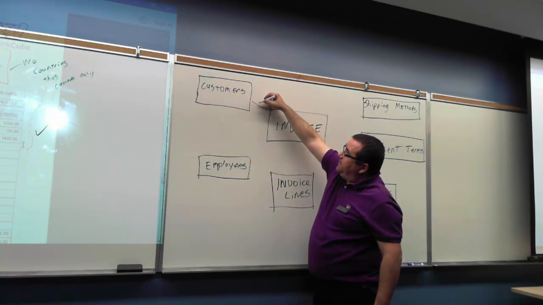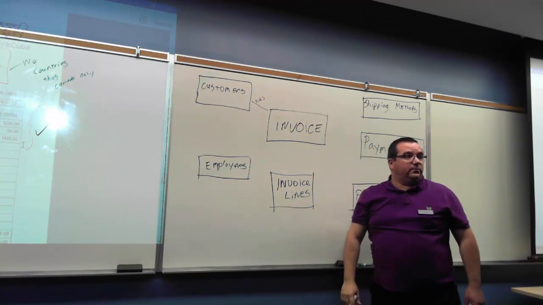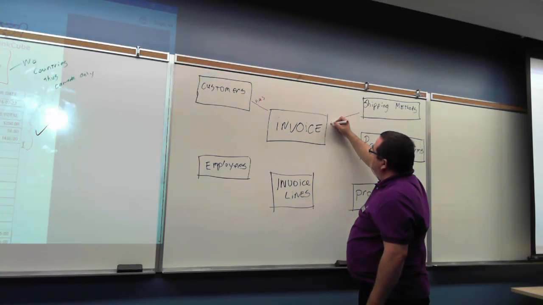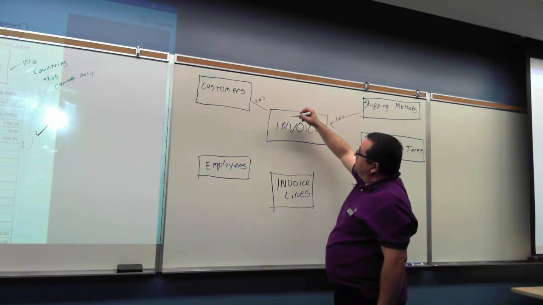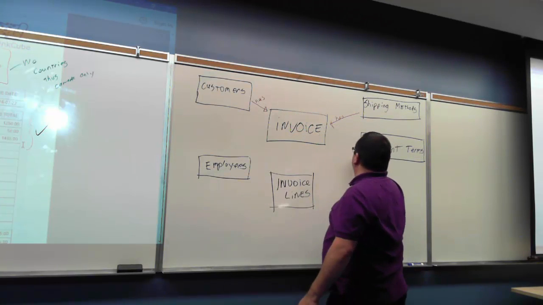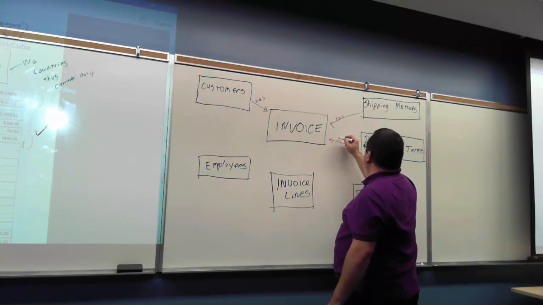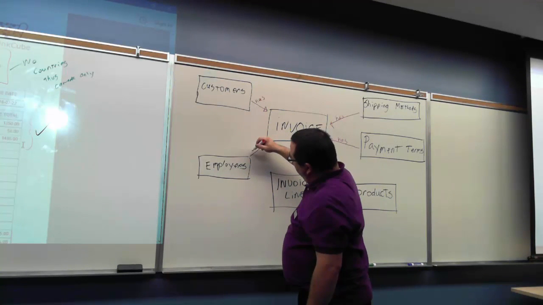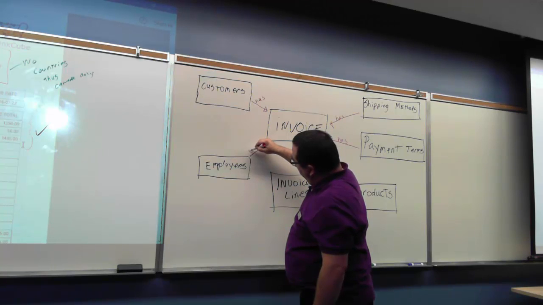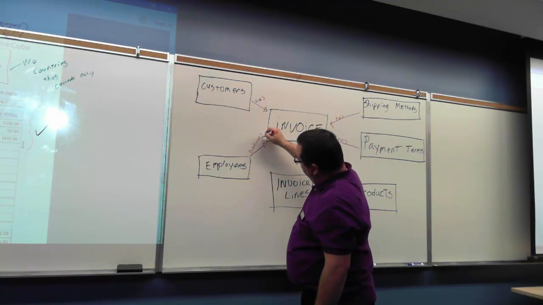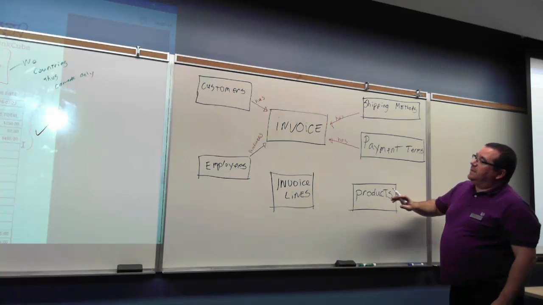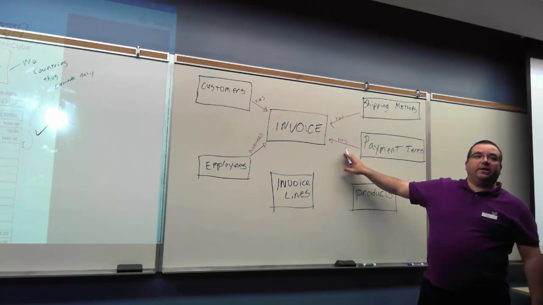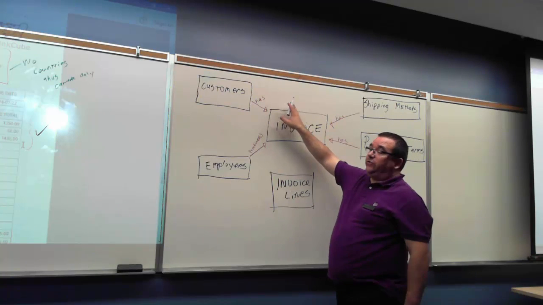A customer has invoices. Right, so I've made a few initial relationships here. And I'm using arrows, not the crowfoot notation yet, because all I'm doing is identifying. If you notice, I'm putting in a verb over the arrows. Right? A customer has an invoice.